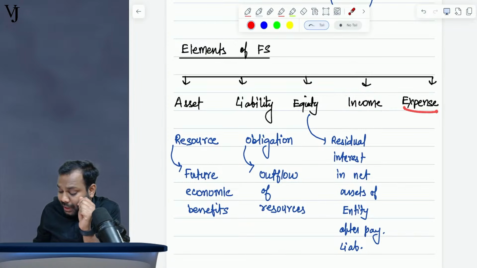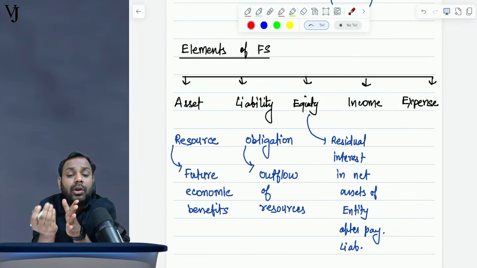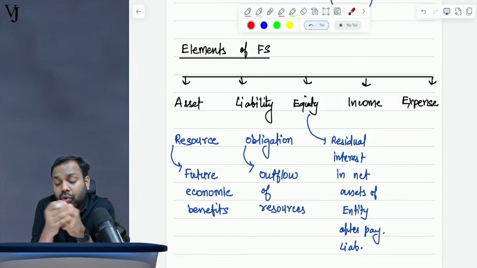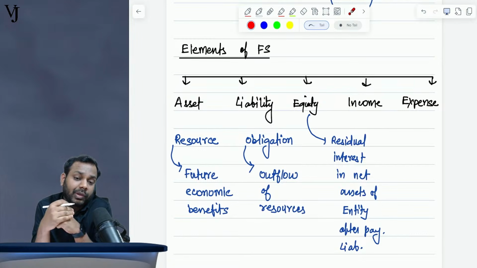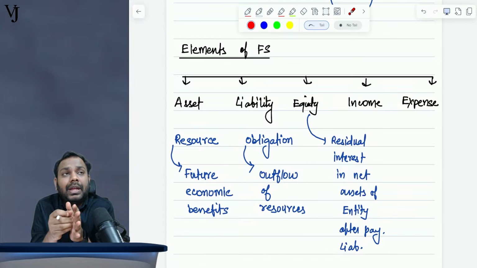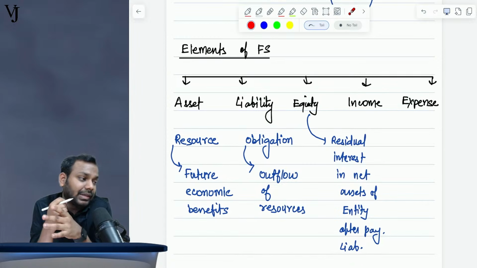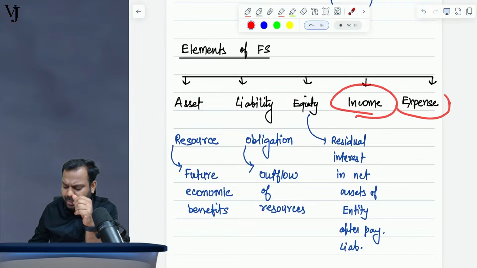Now expense. It can be an operating expense for the business, or a non-operating expense, such as finance costs. Cost of sales is an operating expense, distribution cost is an operating expense, admin cost is an operating expense. All these are operating expenses, right? Some non-operating expenses are loss on sale of assets and finance costs. So there can be income, and there can be expense.